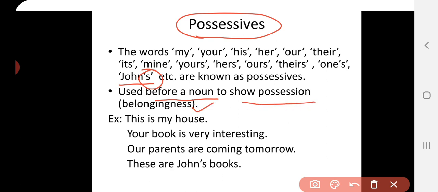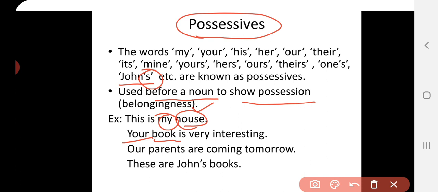Possession means the belongingness, how a thing belongs to a person. This is my house. This means the house is the noun and the possessive my is used. This means the house belongs to me. Your book is very interesting. The book belongs to you. Your book is very interesting.